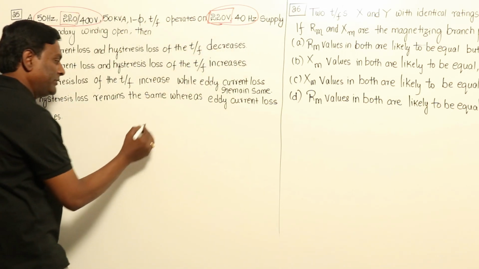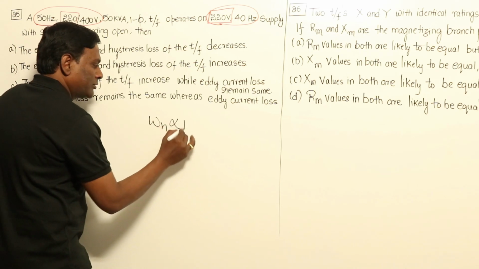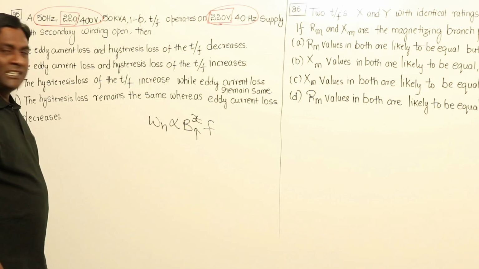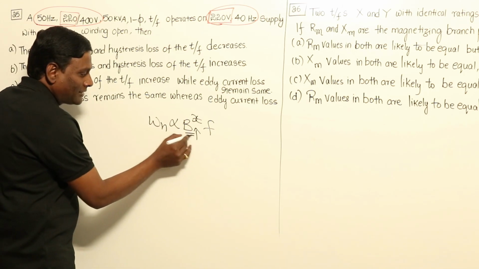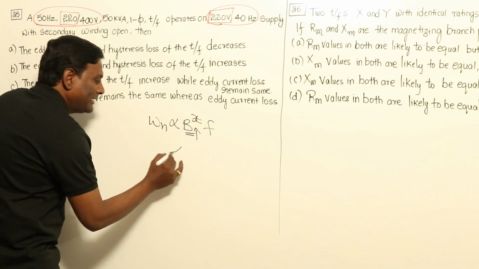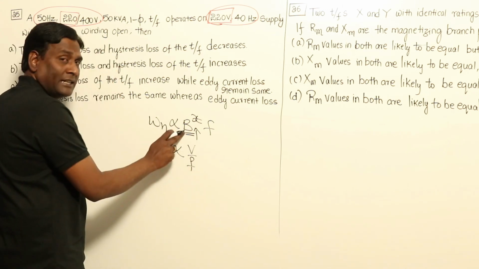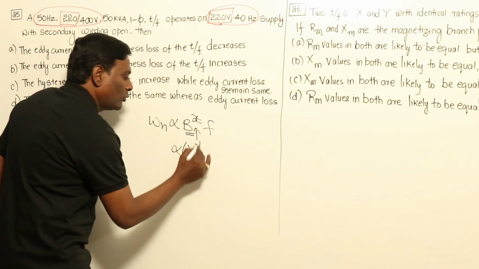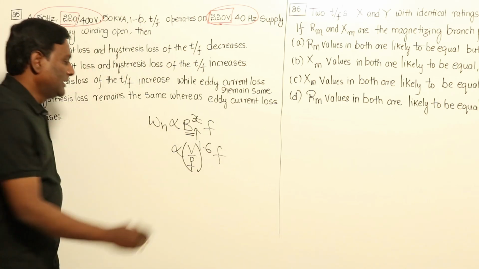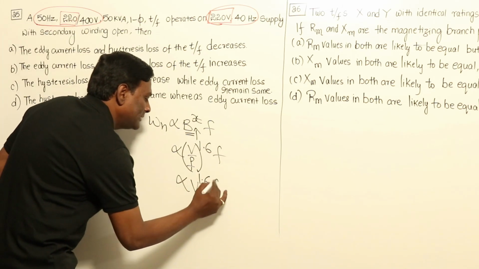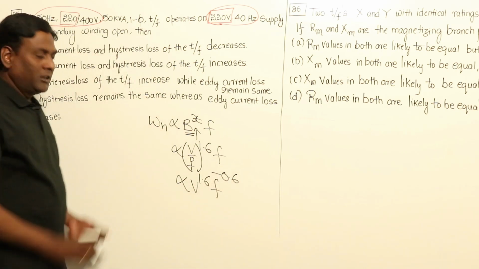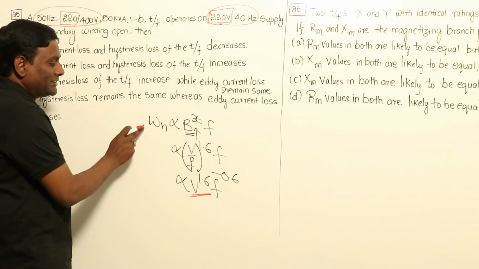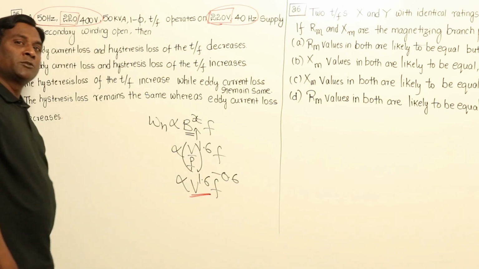So as we discussed previously, hysteresis loss is directly proportional to B max to the power of x times F. Now this equation should be used when B max is constant. Or B is directly proportional to V by F. He did not give the Steinmetz constant, so let me take 1.6. So hysteresis loss is proportional to voltage to the power of 1.6 times F to the power of minus 0.6. Now voltage is constant in this particular question, so hysteresis loss is directly proportional to F to the power of minus 0.6.